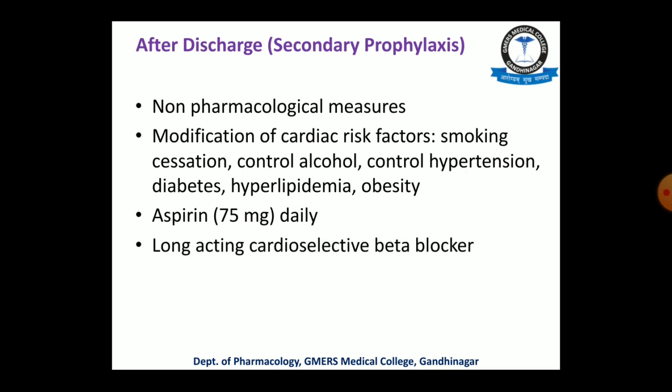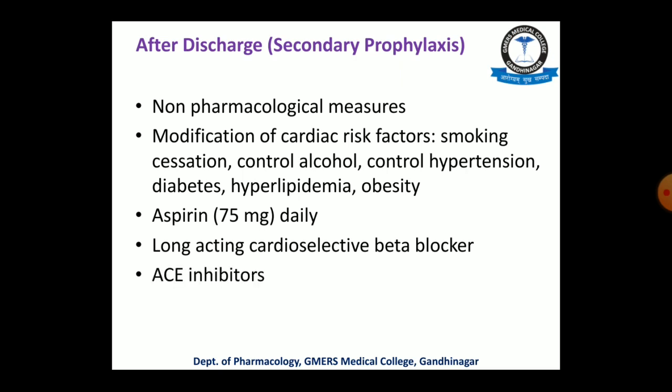and it has been proven that because of its antiplatelet action, aspirin will definitely reduce the cardiovascular mortality. Secondly, a long-acting cardio-selective beta blocker, either atenolol or metoprolol, will definitely reduce the occurrence of future episodes of myocardial infarction. Second, even if myocardial infarction occurs, the chances of ventricular arrhythmias and fibrillation will be less. And third, beta blockers are a proven agent for overall reduction in cardiovascular mortality.